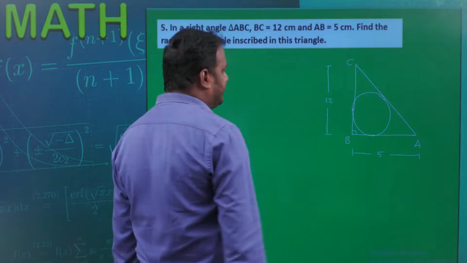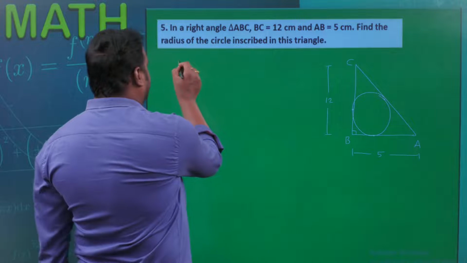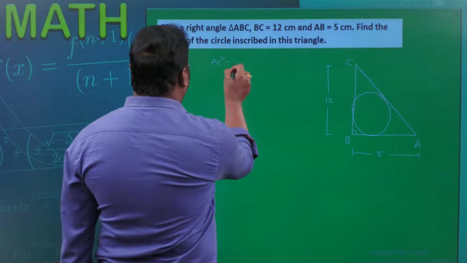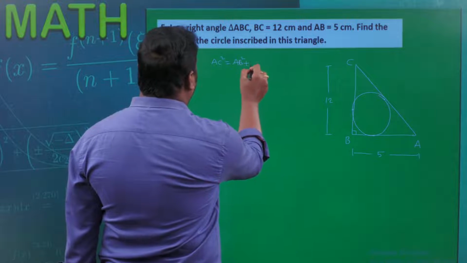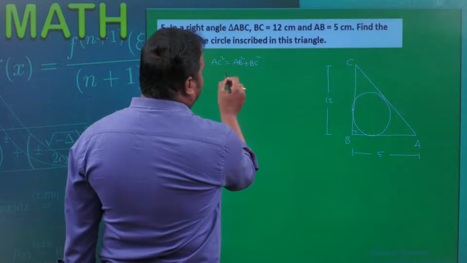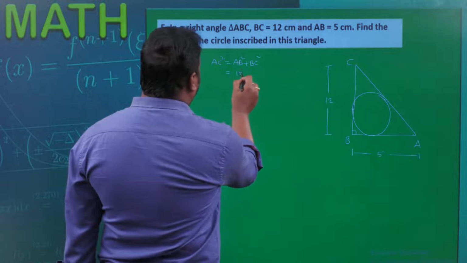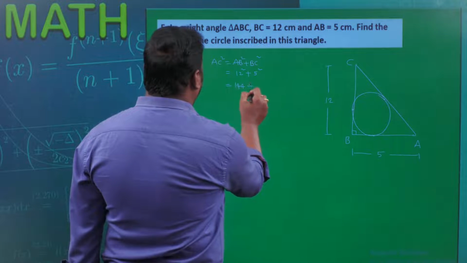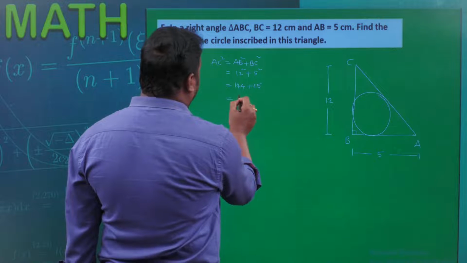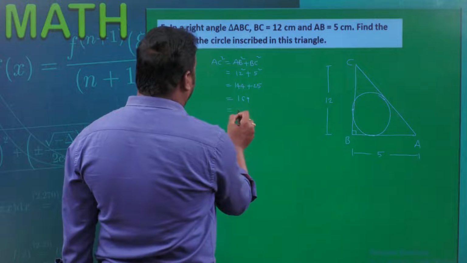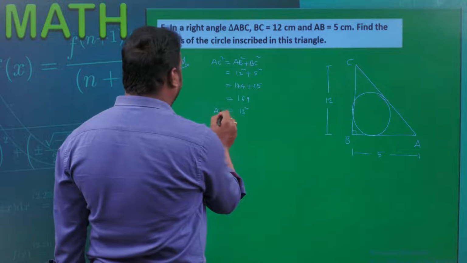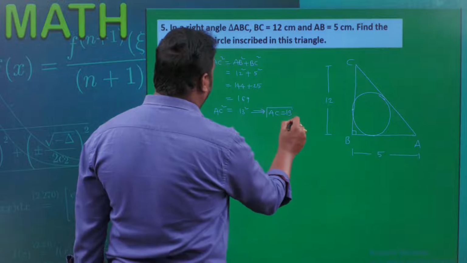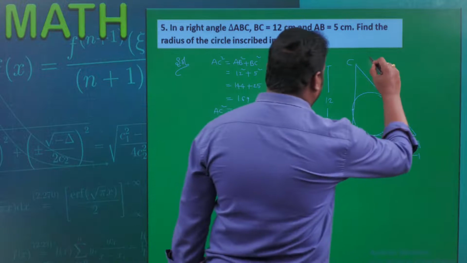If it is 12 and it is 5, what about AC? According to the Pythagoras theorem, AC square is equal to AB square plus BC square. So AC square is equal to 12 square plus 5 square. 12 square is 144, 5 square is 25. 144 plus 25 is equal to 169, which is 13 square, so AC square. Therefore the value of AC is equal to 13. So I got the hypotenuse, that is 13 centimeters.